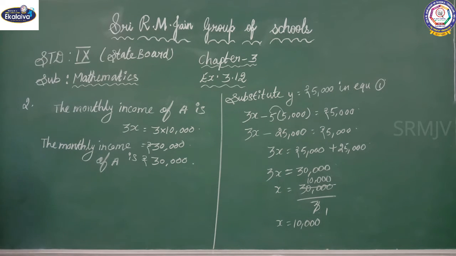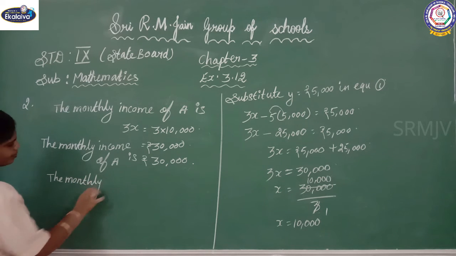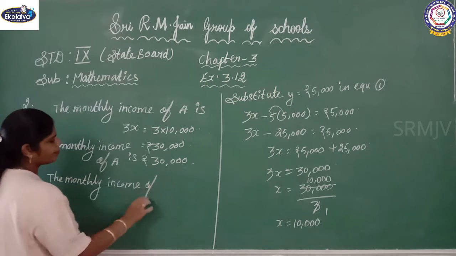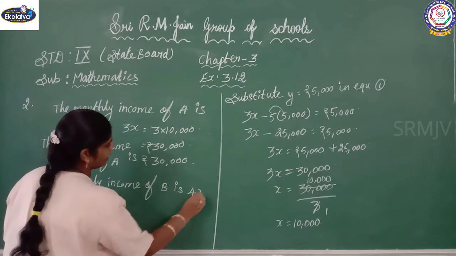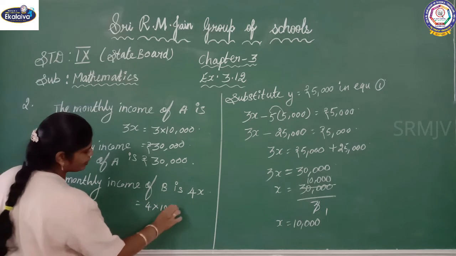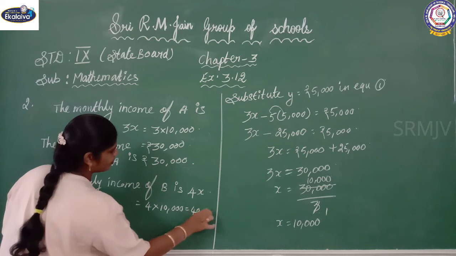And next, the monthly income of B we need to find. The monthly income of B is 4x, so 4 into 10,000. What do you get, children? 40,000.